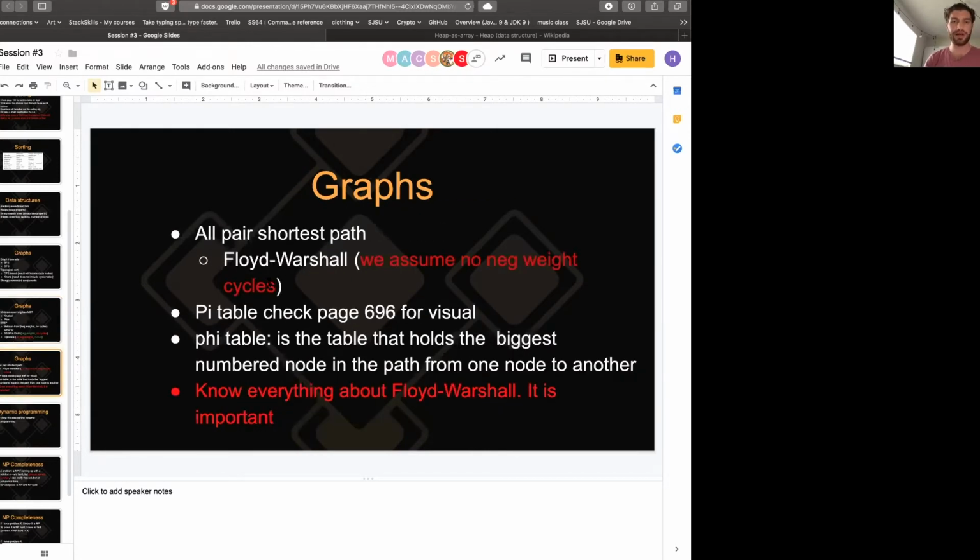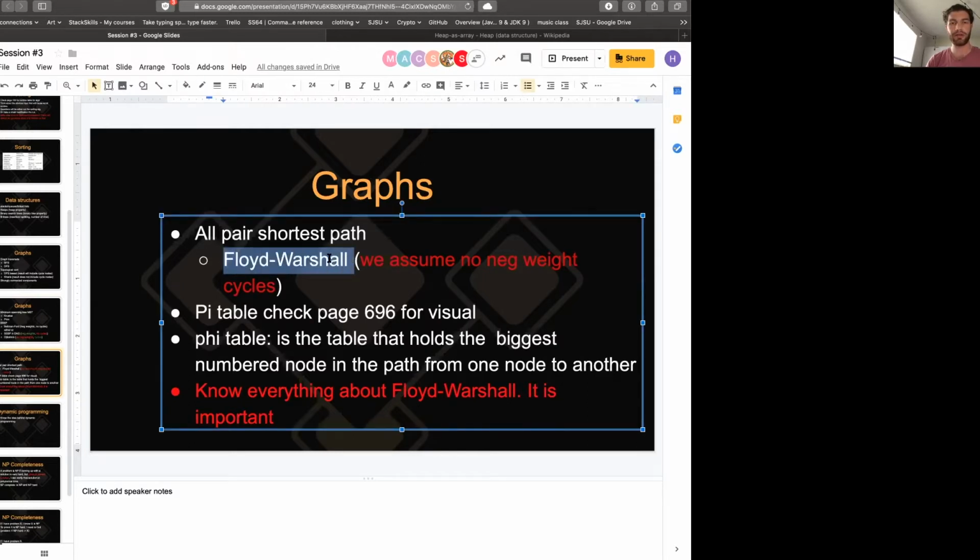all pair shortest path. So with all pair shortest path, we have Floyd-Warshall, and that's the only algorithm that we know. With Floyd-Warshall, we don't want to have negative edge weight cycles. So in a way, we're running into the same thing that we just ran into: we don't want negative edge weight cycles, but maybe we can have only the negative edge weights, or only the cycles.